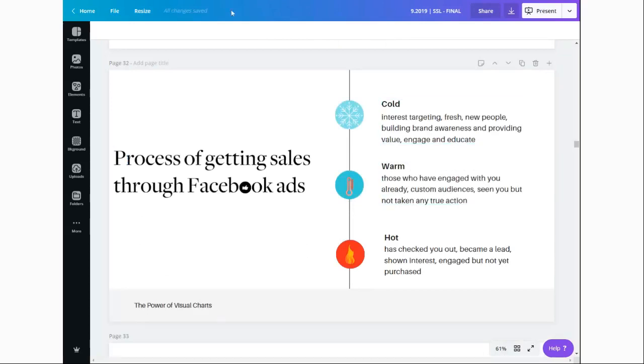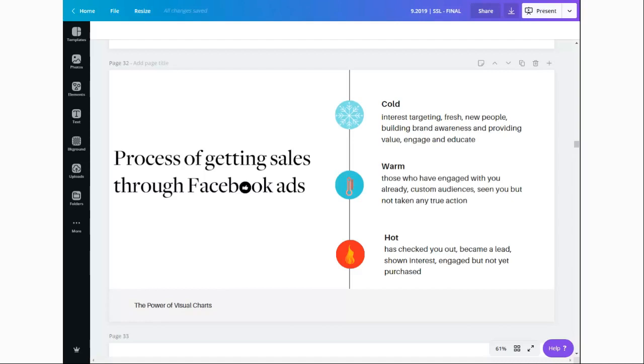Okay. So cold means new people, fresh people, people who don't know you, all right? These are the people that you target with interest targeting. So keywords and all sorts of identifiers and demographics, but mostly psychographics within Facebook, using their data to find people who will engage with you, who you can provide value to, who you can educate, who you can build your brand with. All right, these are fresh new people.